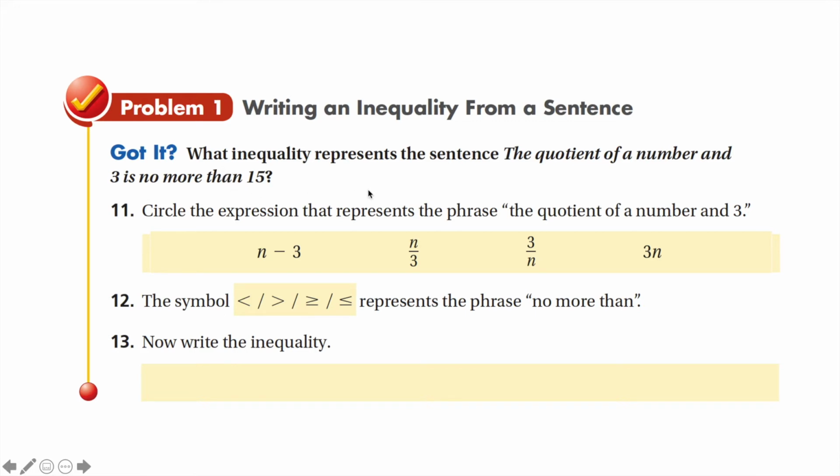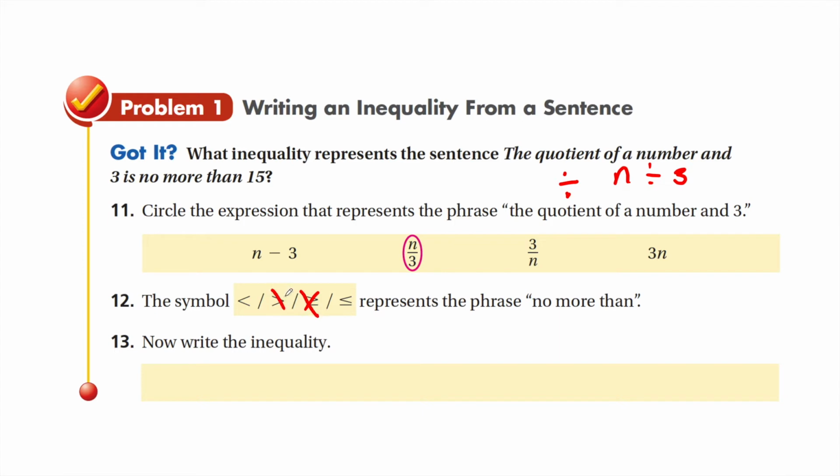What inequality represents the sentence, the quotient of a number and 3 is no more than 15. What does the quotient of a number and 3 represent? Well, if it's the quotient, we know it's the answer of a number divided by 3. So the only one that shows a number n divided by 3 will be the n over 3. The symbol, what represents the phrase no more than? No more than means that it can't be greater than. So we know that it can't be this one.